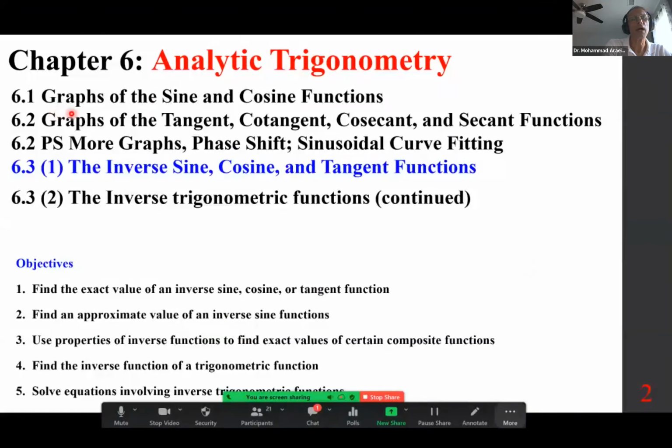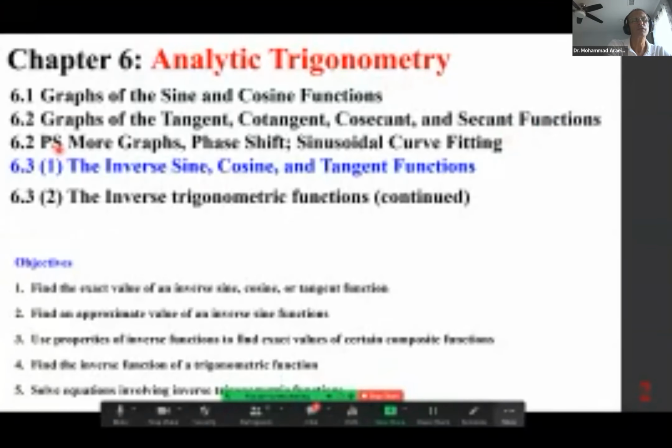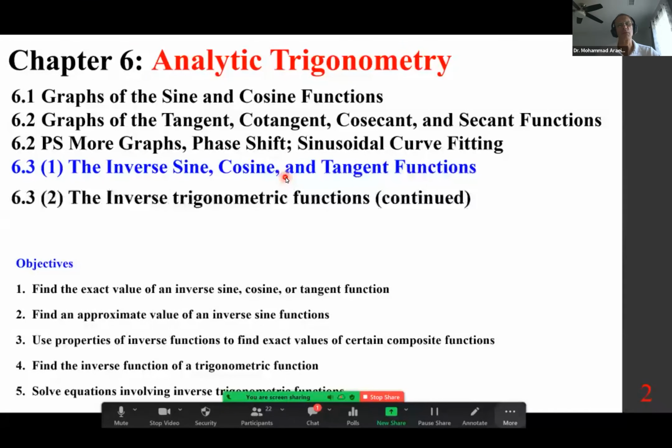We have covered graphs of the sine and cosine, tangent, cotangent, cosecant, and secant. Phase shift, we looked at more graphs, sinusoidal functions carefully. Now we're going to look at inverse trigonometric functions, sine, cosine, tangent, and others.